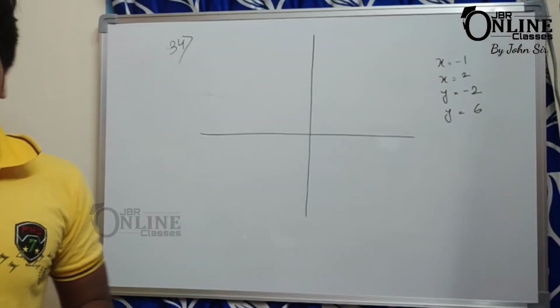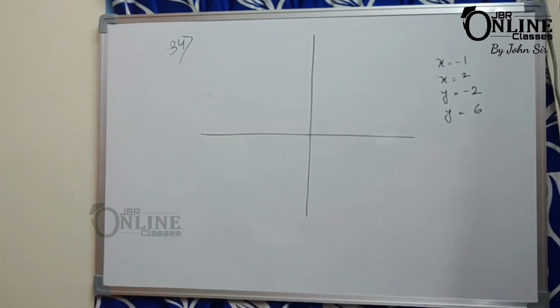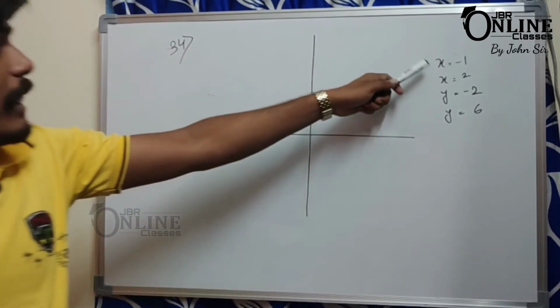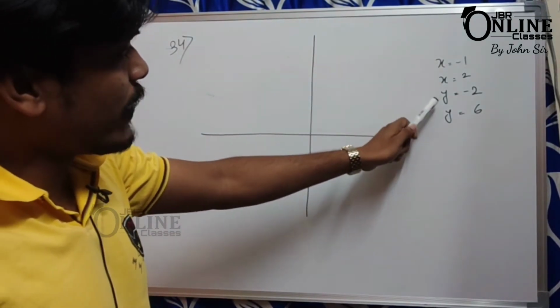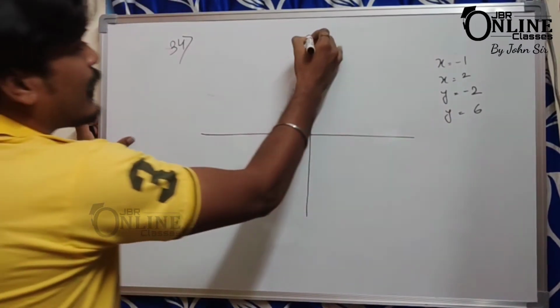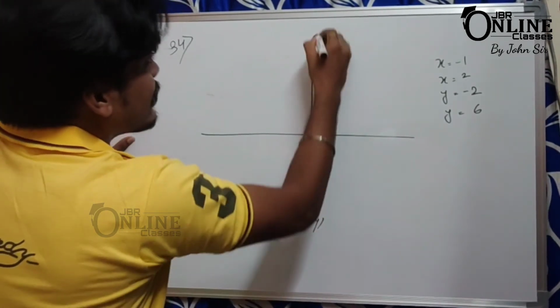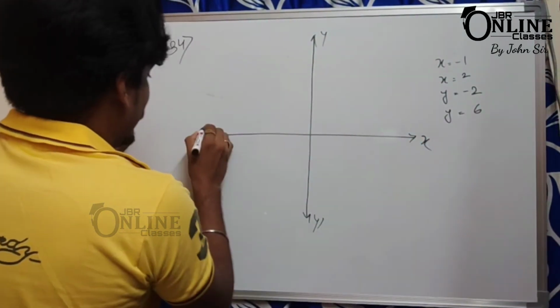Now the next sum, number 34. In sum number 34, find the equation of the diagonals of a rectangle whose sides are x equals minus 1, x equals 2, y equals minus 2, y equals 6. So first you have to draw the axes. That is the y axis and that is the x axis. So it's y dash, y, x and x dash.